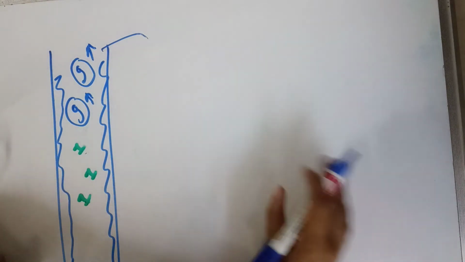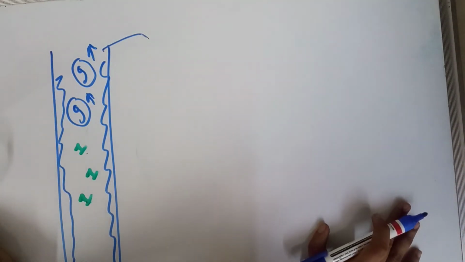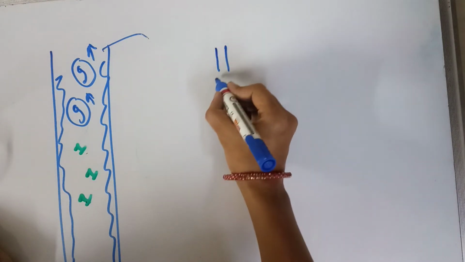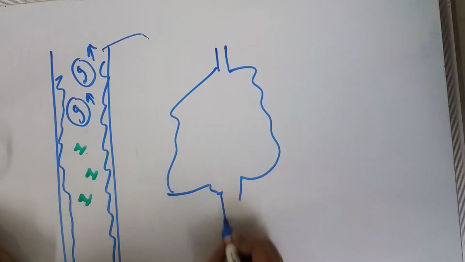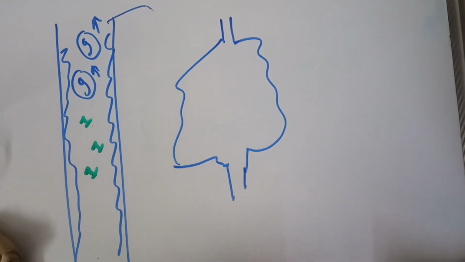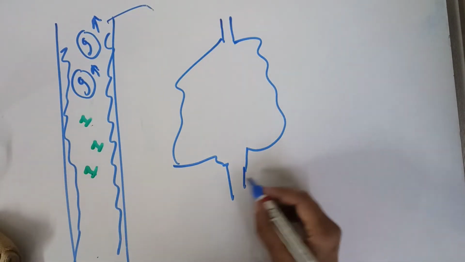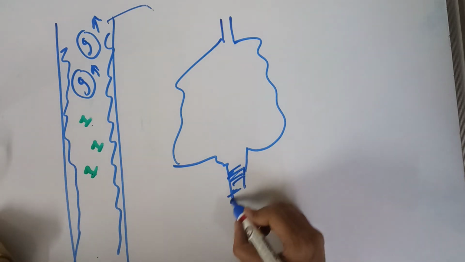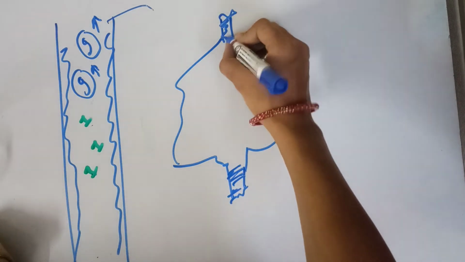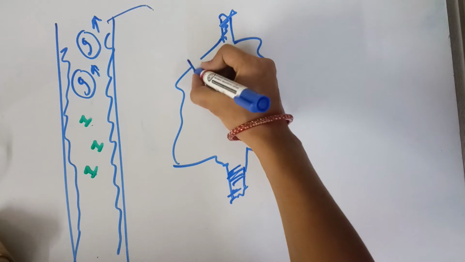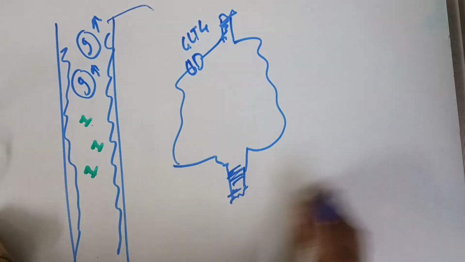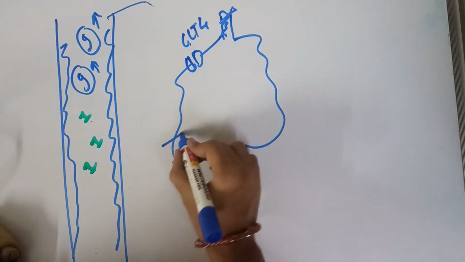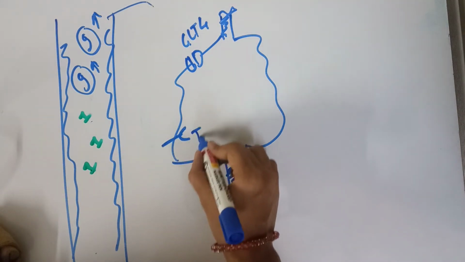Next I will see how insulin works in muscle cells. Let's suppose this is your muscle cell. Muscle cells have GLUT4 transporters and tyrosine kinase receptors.